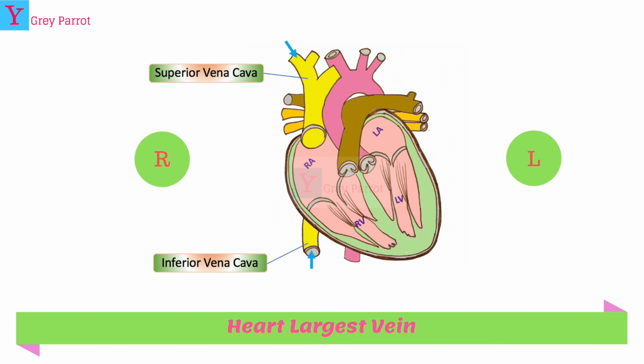Now let's look at the largest vein, called the vena cava. On top, it's called the superior vena cava, and at the bottom, you can see the inferior vena cava. The superior vena cava takes all the deoxygenated blood from the top of our body, and the inferior vena cava takes all the deoxygenated blood from the bottom of our body.